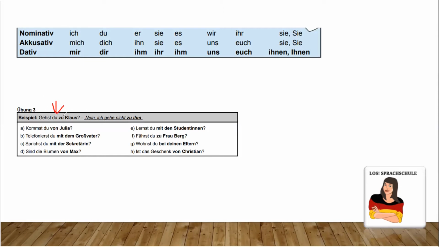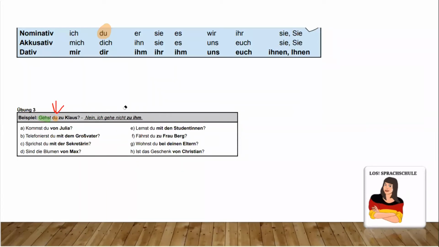Gehst du zu Klaus? So again, the subject of the sentence is du. It's nominative, of course. It's a subject. Then we have the verb in the beginning because it's a question. Then we have here a preposition. As we learned, zu needs dative. And then we have Klaus, which is the object. And because it's a name, we do not see any visible signal that it is dative. It's just a name. But if you check out the answer, we will see immediately what it is about.